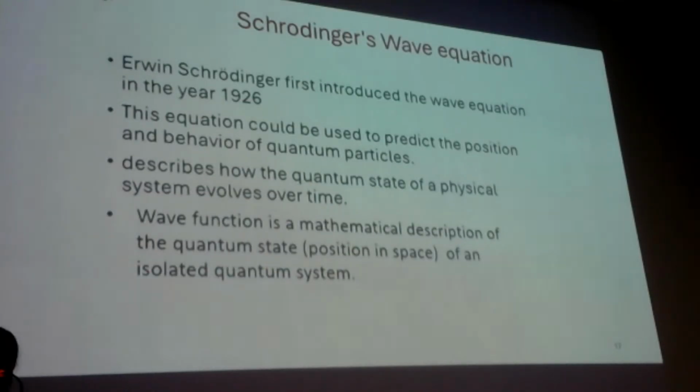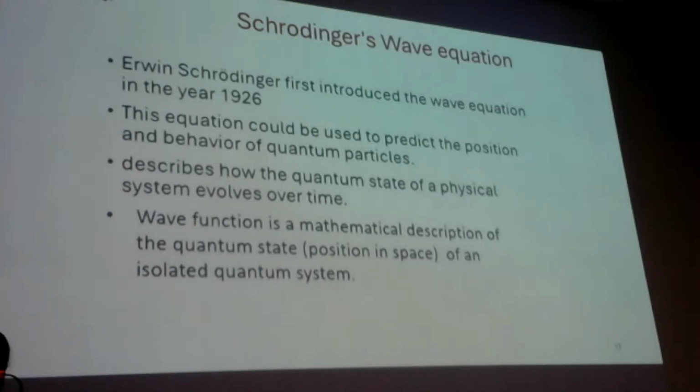Now, another very important term is the Schrödinger wave equation. This gives you a mathematical representation of how the qubit is represented. Erwin Schrödinger first introduced the wave equation in 1926. This equation could be used to predict the position and the behavior of quantum particles. It describes how the quantum state of the system evolves with time. So that means time also has a factor to play.